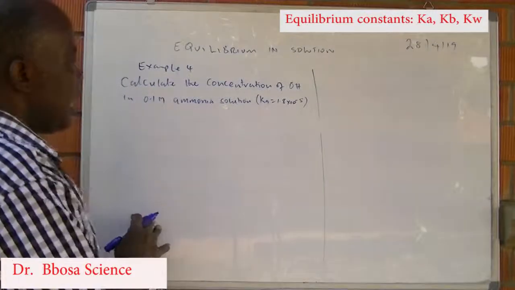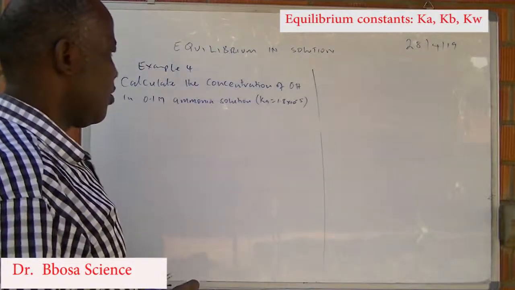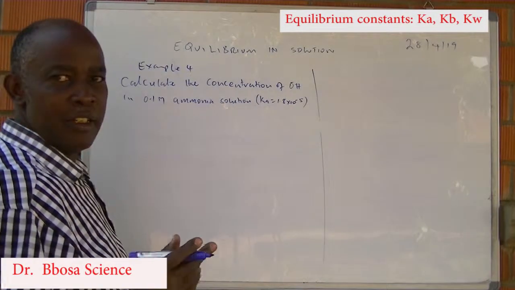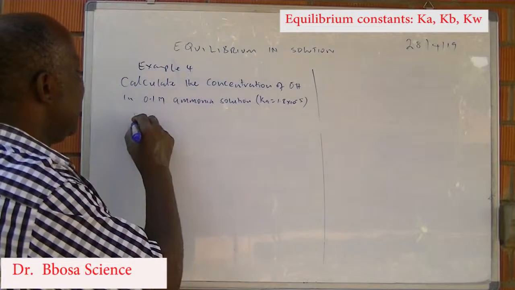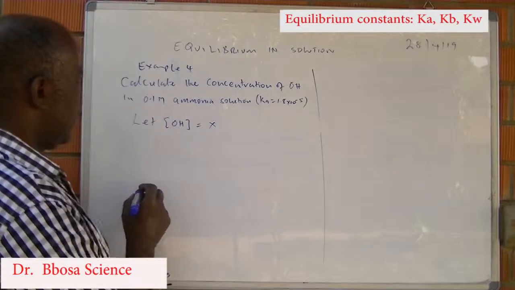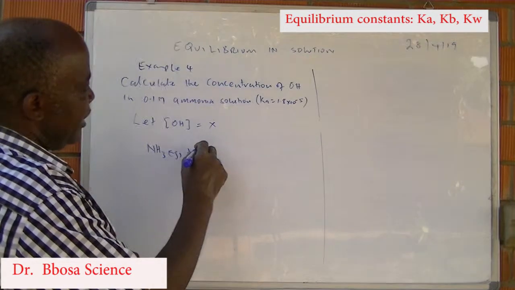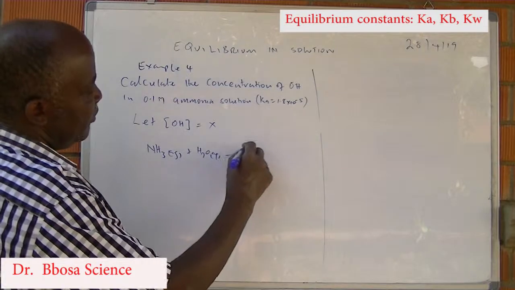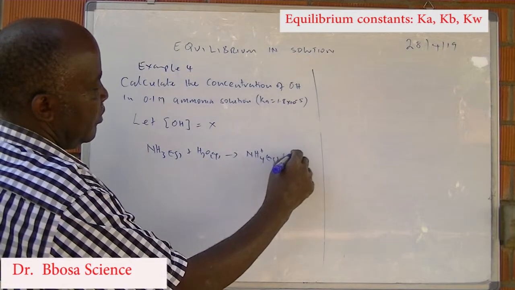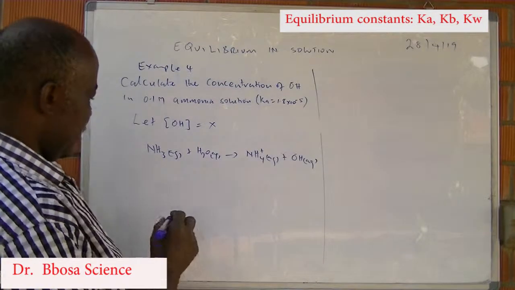Example 4. Calculate the concentration of hydroxide ions in 0.1 molar ammonia solution. Kb is equal to 1.8 times 10 to the power negative 5. Let the concentration of hydroxide ions be equal to X. So ammonia hydrolyzes in water to give ammonium and hydroxide ions.